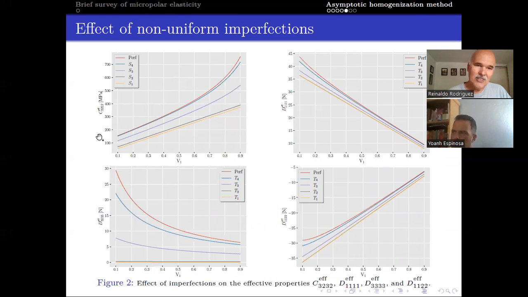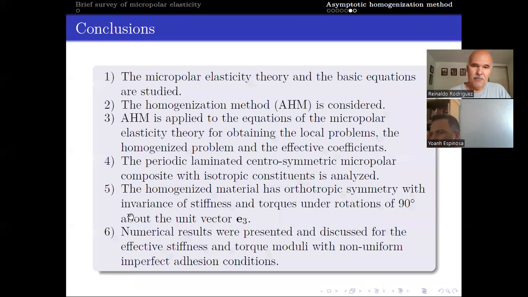This is the stiffness C, let's say, as one representative of all the remaining stiffness coefficients, and the torque, T1, D2, and so on.